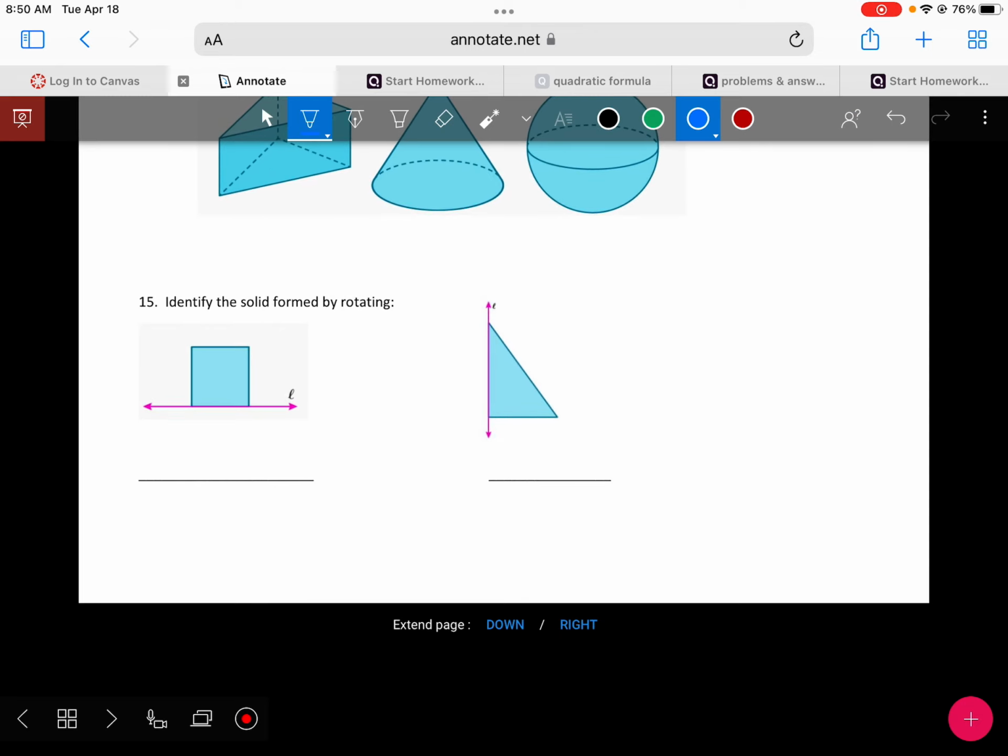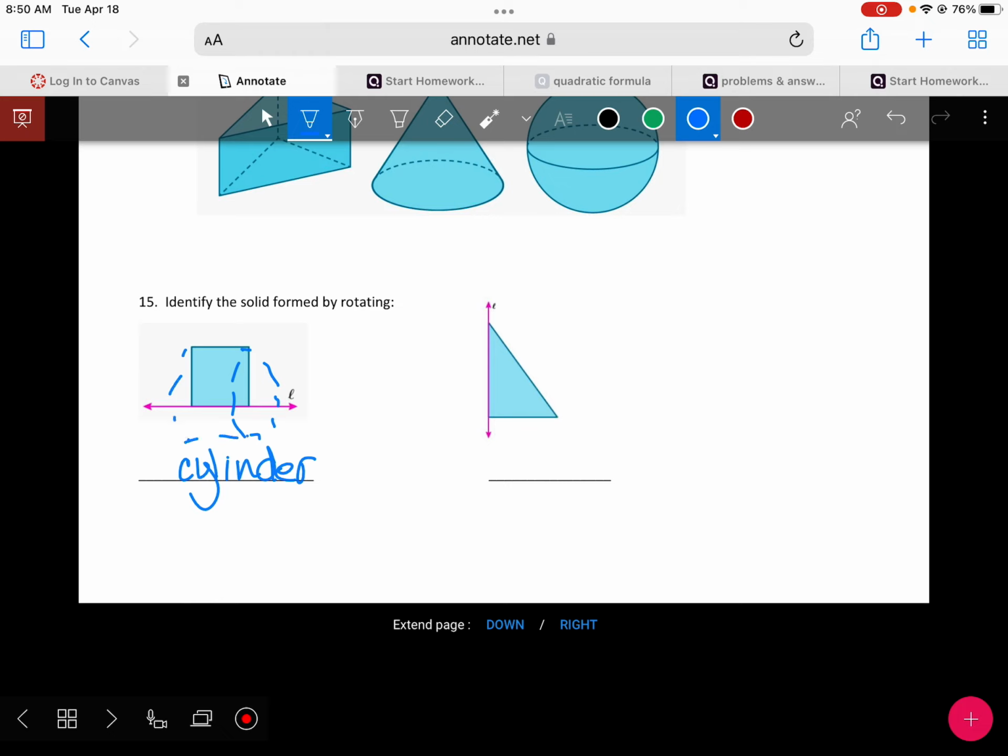If I take that either rectangle or square, it doesn't tell us what the lengths are, and I rotate it around that axis of symmetry, what kind of three-dimensional figure would I make? A cylinder, yes. A cylinder, because it's going around like this, right? And it would be a cylinder.